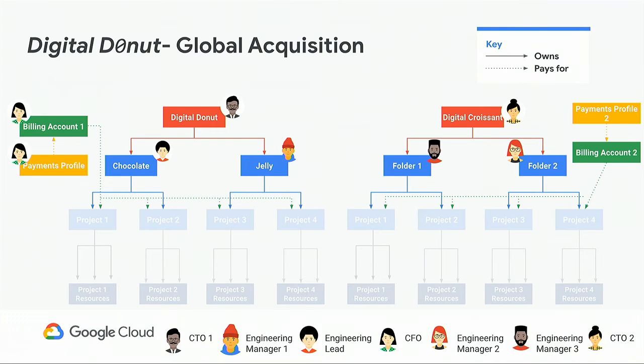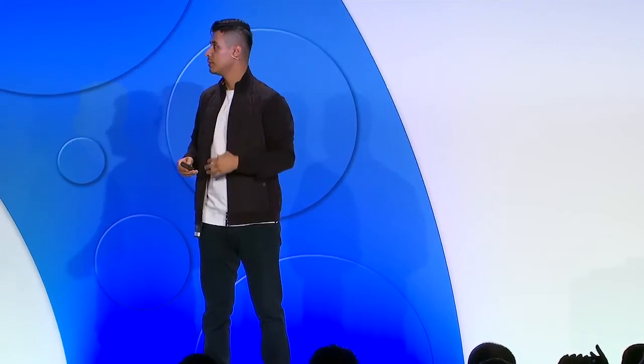Because Digital Donut functions in a US currency and has its own legal entity, it has its own billing account and payments profile. But Digital Croissant is functioning in a European market. They're going to be having their own tax code and acting as its own legal entity. They're going to be receiving separate documents, separate invoices. So it makes sense to have this structure today.